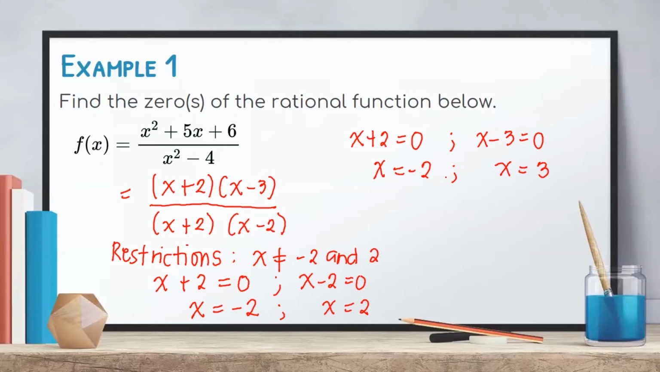From here, we can see that the values that will make the numerator equal to 0 are negative 2 and positive 3. Remember, the zeros of a rational function are the values of x that will make the numerator equal to 0. However, if you look at the value x equals negative 2, this value is also a restriction. For that case, this value is not a zero of the rational function. Therefore, the zero of the given rational function is x equals 3.